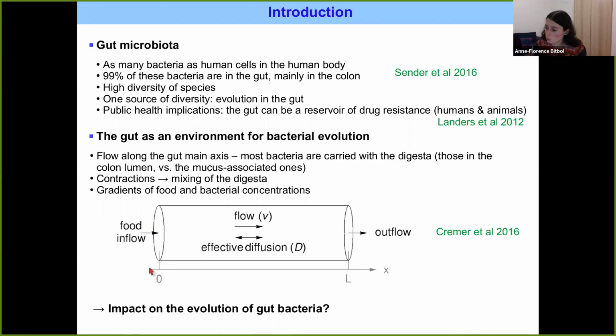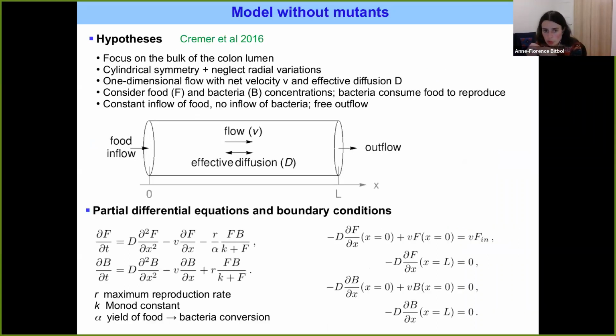Then this food is being consumed and converted to bacteria. So concentration of food decreases, concentration of bacteria increases. So this system, which is a very simplified, a minimal model of the gut, is already quite complex in the sense that it has this minimal hydrodynamics of directional flow and diffusion, and also these strong gradients. And we want to ask, what is the impact of this spatial structure on the evolution of gut bacteria?